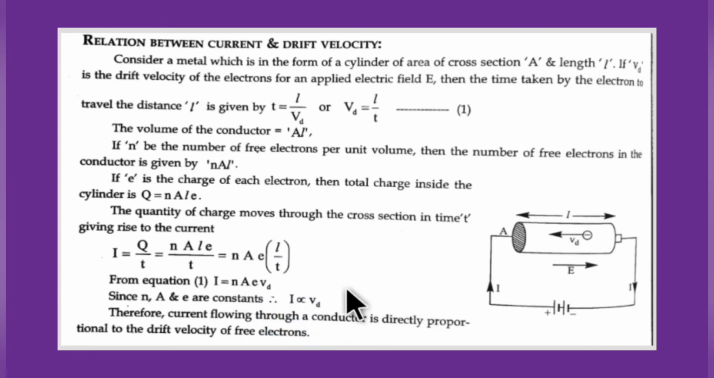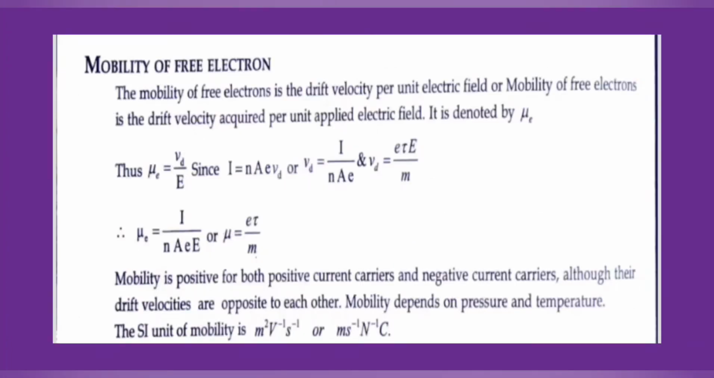This is a very important point in the whole derivation. The current flowing through a conductor is directly proportional to the drift velocity of free electrons. When the current in the circuit is increased, drift velocity also increases. When the current in the conductor is decreased, drift velocity also decreases. This is the main point to be noted.